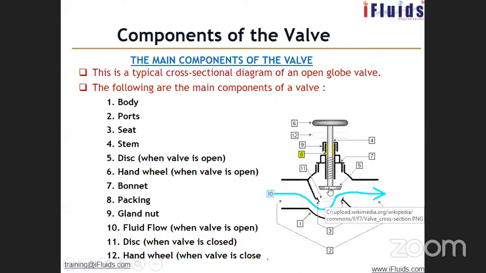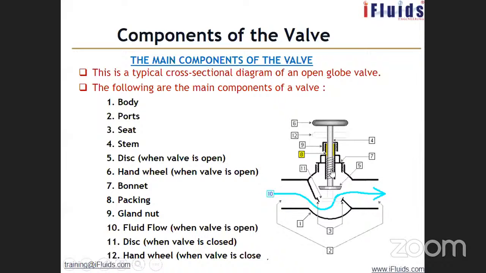Hand wheel is the one which is used to rotate in the clockwise or anti-clockwise direction. If you rotate clockwise, it will close. If you rotate anti-clockwise, it will open. And bonnet is the portion which holds the valve together along with the packing material. We all know there are minor clearances between the mechanical components, so there may be leakage. To avoid leakage, we put some packing material.